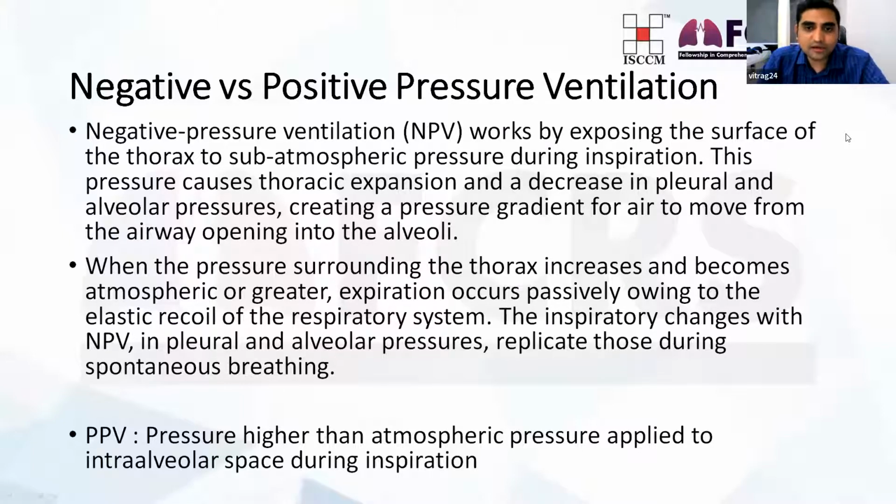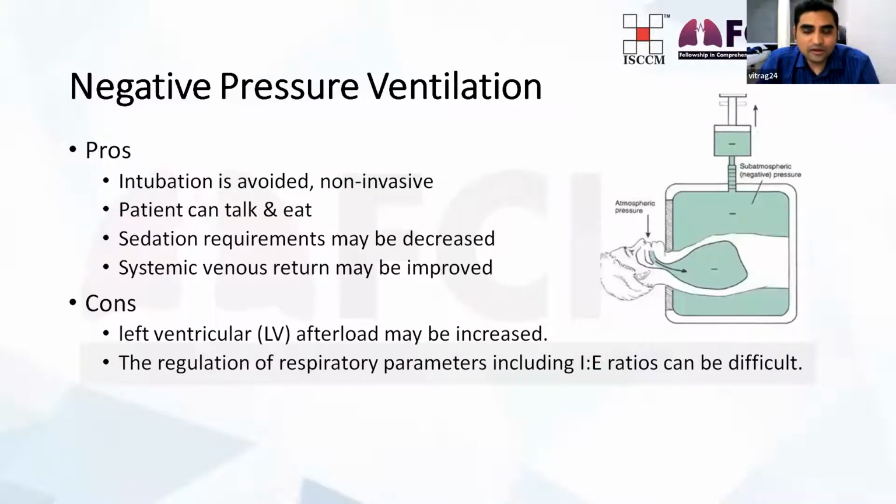When the pressure surrounding the thorax increases and becomes atmospheric or greater, expiration occurs passively by elastic recoil of the respiratory system. As I have told, inspiratory changes with negative pressure ventilation mimic spontaneous breathing. In positive pressure ventilation, pressure higher than atmospheric pressure is applied to the intra-alveolar space during inspiration. So it is not over the thorax, it is the intra-alveolar space. Again, you can see the schematic representation on the right side.